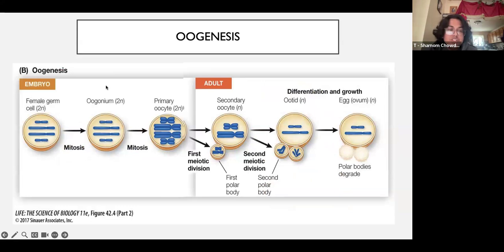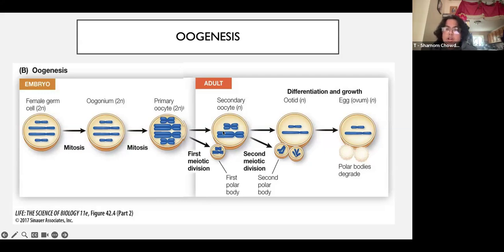Now we're talking about oogenesis. So you have female germ cells. Female germ cells become an oogonium. Also, once again, mitosis, 2N. Then it becomes a primary oocyte, 2N. Then it becomes a secondary oocyte. So from primary to secondary, it goes from 2N to N.